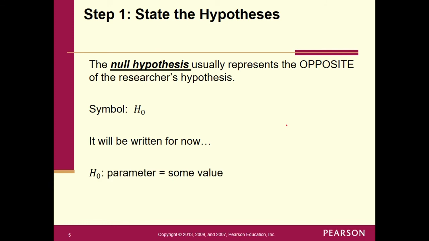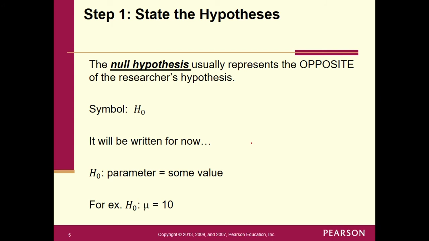For now, it's going to be written like this: H0 with a colon. Okay, it's not an equal to sign. Some sort of parameter is equal to some value. So, for example, you might write it as mu is equal to 10.